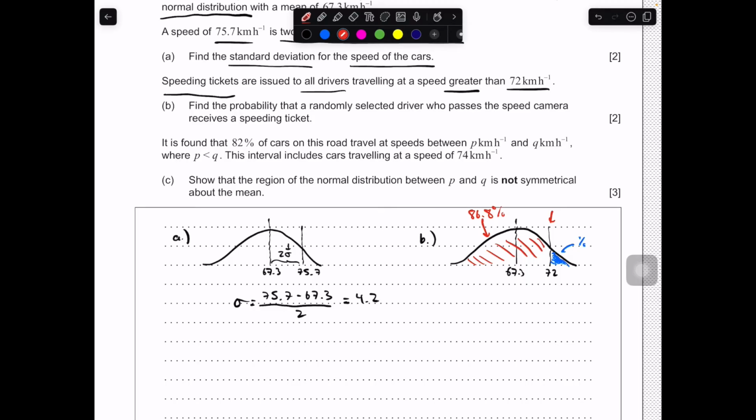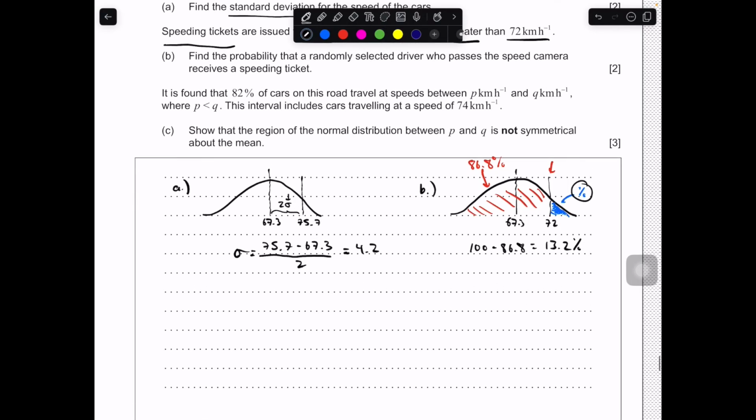If it's 100% of the area under the curve, then 100 minus 86.8 is going to give us the percentage that is remaining over here. 100 minus 86.8 is equal to 13.2%. And you can work this out as a decimal if you want, 1 minus 0.868. It's actually kind of a challenging question.